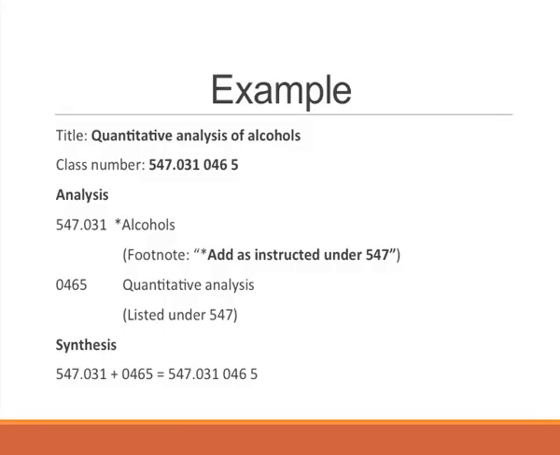As we become more conversant, we can take one more example for your use: quantitative analysis of alcohols, you may say. If we analyze this title, we can easily notice that alcohols is the most important aspect in this title, and this becomes the core subject. So, we take the number 547.031 from the schedules, and then go to 547, and from there we take out the number 0465 for quantitative analysis, which has to be added to it, and we synthesize the complete class number of this title.